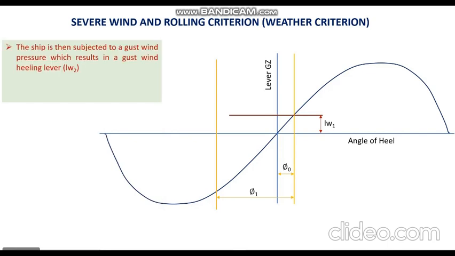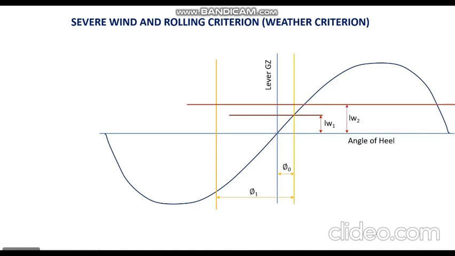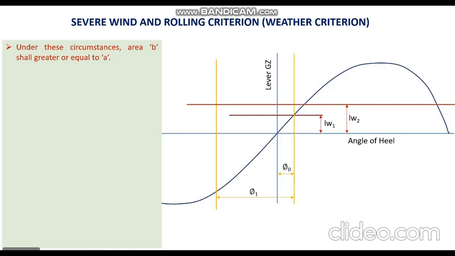The ship is then subjected to, immediately as the wave puts her into the wind, a gust wind pressure, which results in a wind lever LW2. And the code wants LW2 to be taken as 1.5 times LW1. So now we mark LW2 on the diagram. Under these circumstances, which we have done, area B shall not be less than area A, or B shall be greater than or equal to A, whatever you want to say.